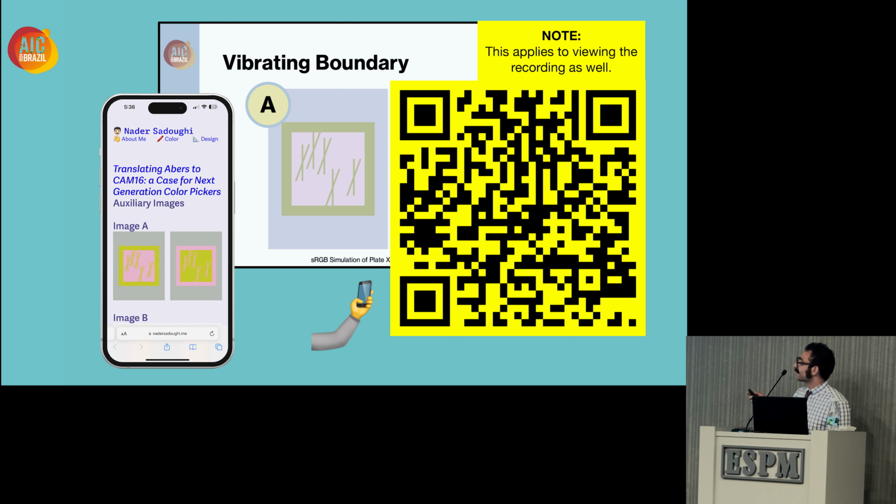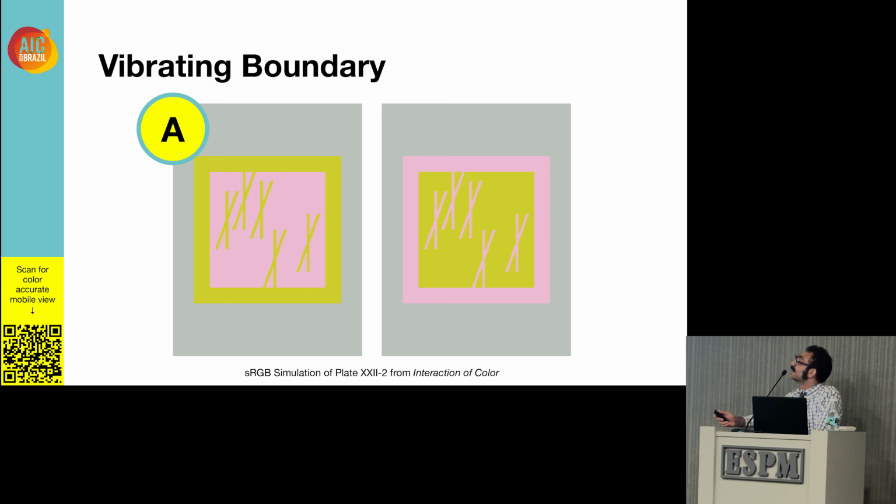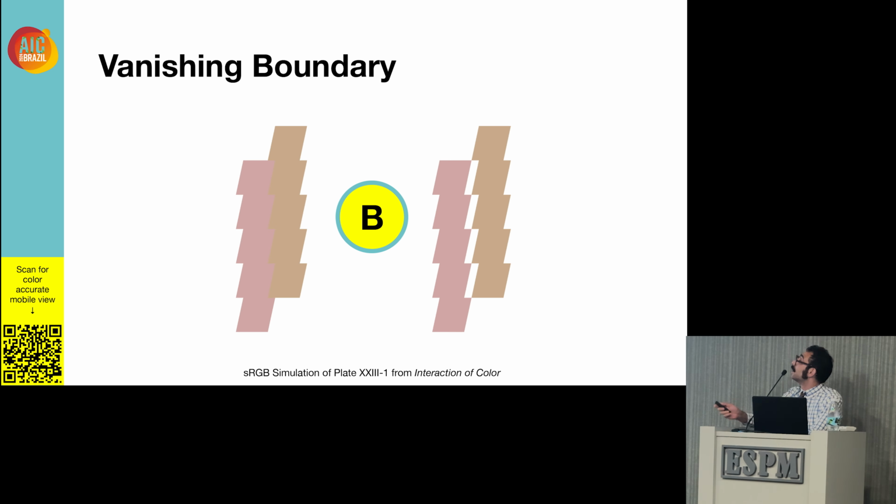All right, so the first example of a vibrating boundary will be Albers's. This one's from plate Roman numeral 22-2. And as you can see on your mobile devices, they're glowing. And these colors, if I were to take that pink and put it on a white background, it wouldn't glow like that. They're glowing because of how they interact with each other. A vanishing boundary is a similar effect, but they vanish. They don't glow. It's pretty self-explanatory.